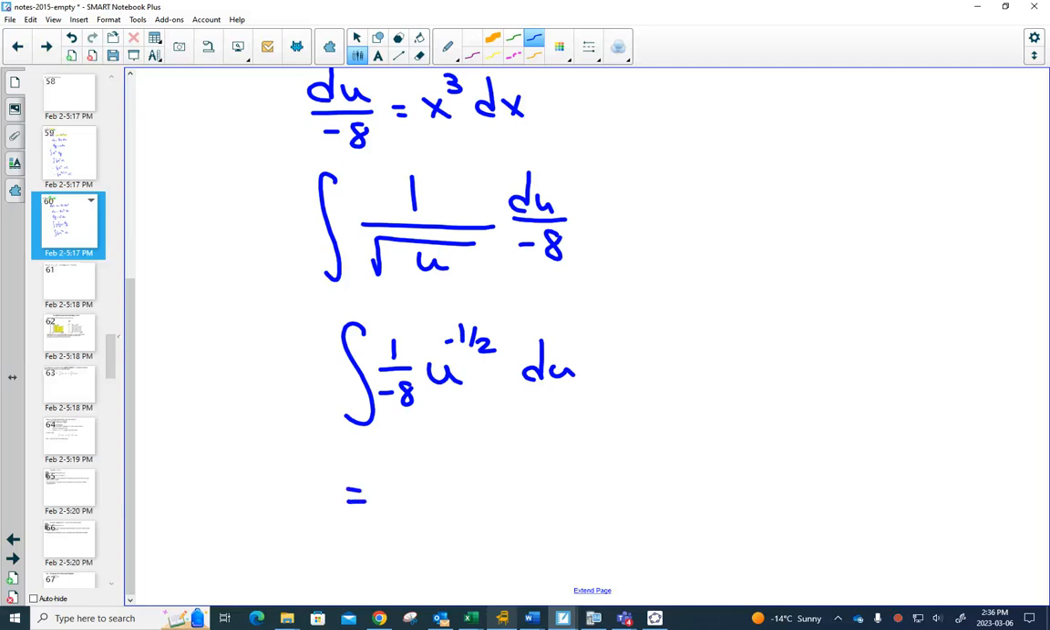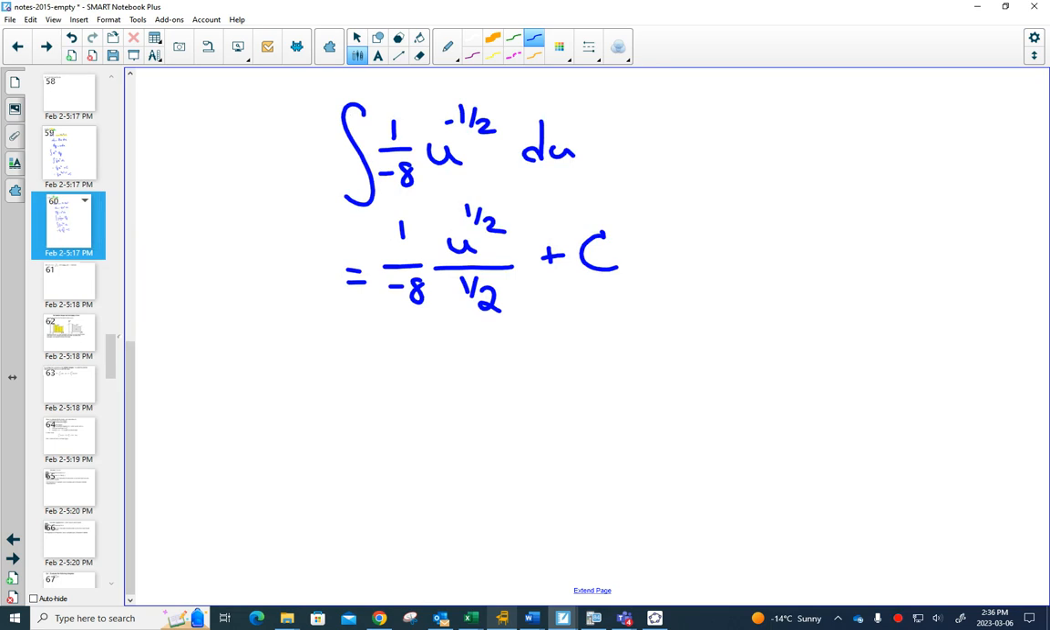What is our rule for power rule? Add 1 to the exponent. So I'm still going to have this 1 over -8. Add 1 to the exponent would be 1/2. Then I have to also divide by 1/2, plus c. -8 times 1/2 is -4. Instead of u, I can substitute back the 5 minus 2x to the 4. Plus c.